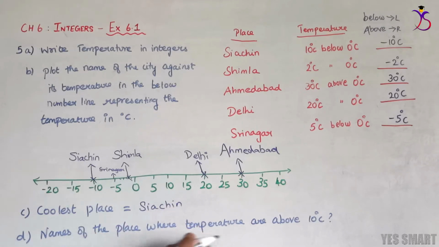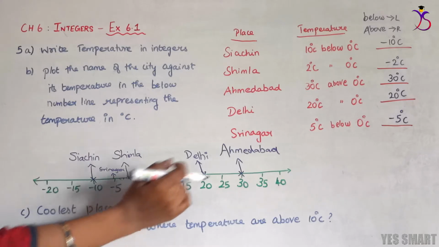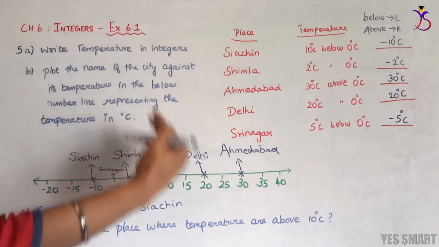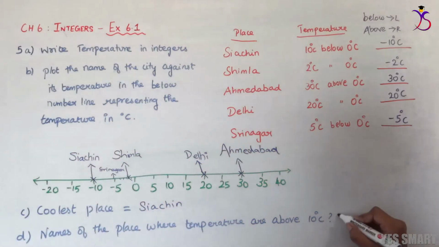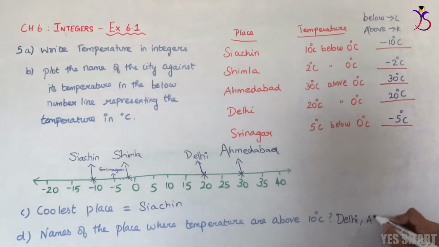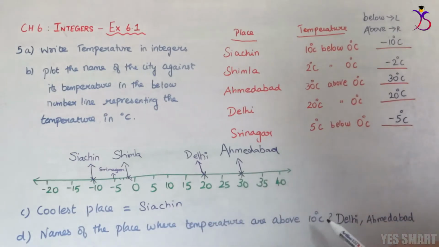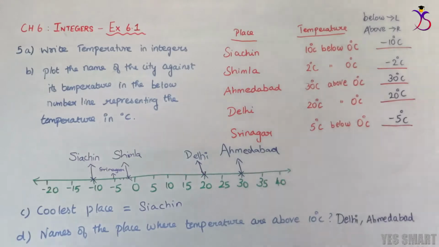Now D sum. Name of the place where temperature are above 10 degrees Celsius. Therefore, from the number line, the places which we have plotted that are right side to the 10 are the places where the temperature is above 10 degrees Celsius. Therefore, the places are Delhi and Ahmedabad. As we already knew, the values in the number line, when we move to the right hand side, the value gets increased. When we are moving to the left hand side, the value is decreased. Hence, the answer is Delhi and Ahmedabad.